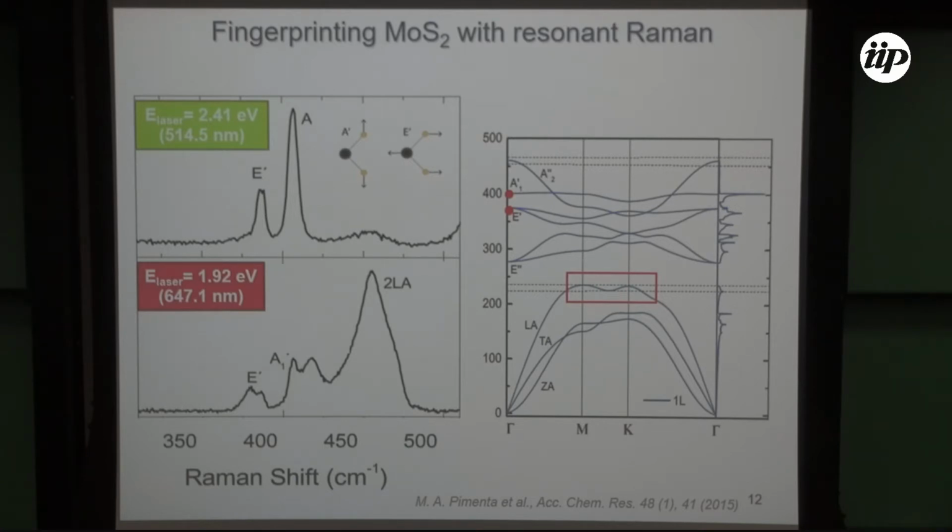First, I will try to understand how these two-phonon modes change with the excitation energy, and later I'm going to try to explain the origin of this band.